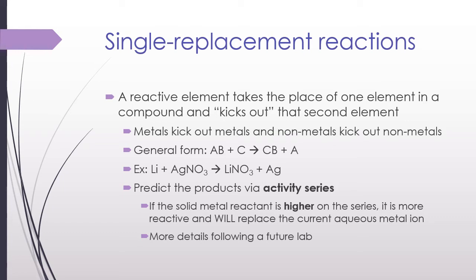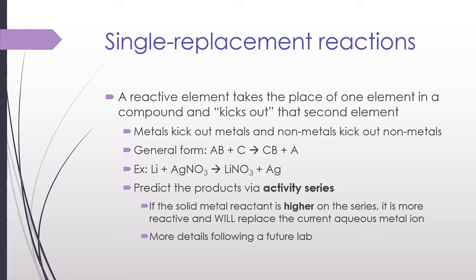Our third type of reaction is the single replacement reaction. In this reaction, a reactive element will take the place of another within a compound, essentially kicking out that second element. In general, what is going to happen is either a metal will displace a metal or take its place, or a nonmetal is kicking out a fellow nonmetal. The general form for this would be that some compound, let's call it AB, and a reactive element, let's call it C, yields a new compound where the element C is now part of the compound to make CB, and the other element A has now been kicked out.